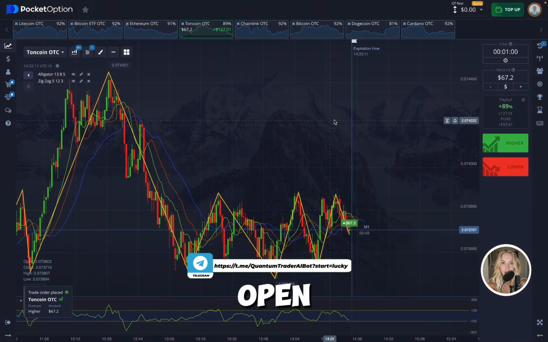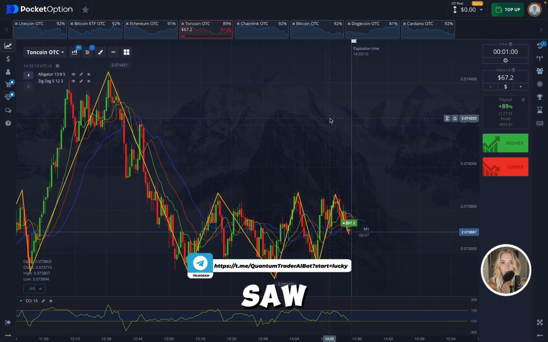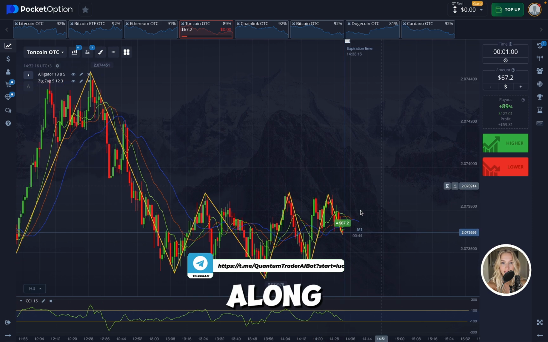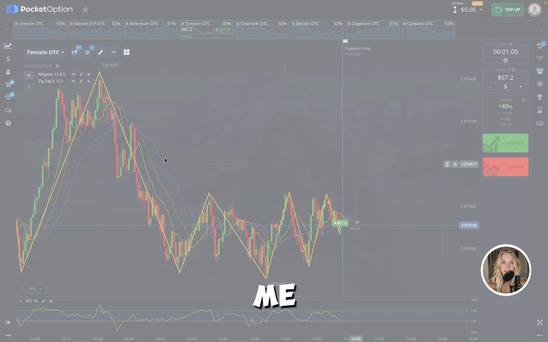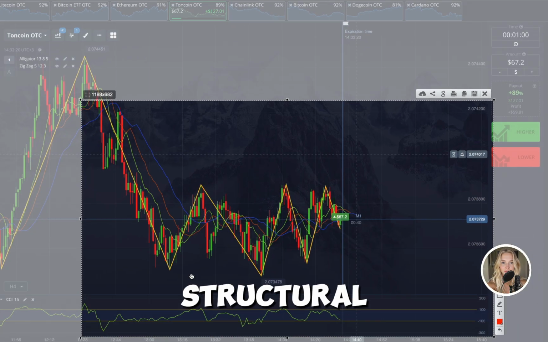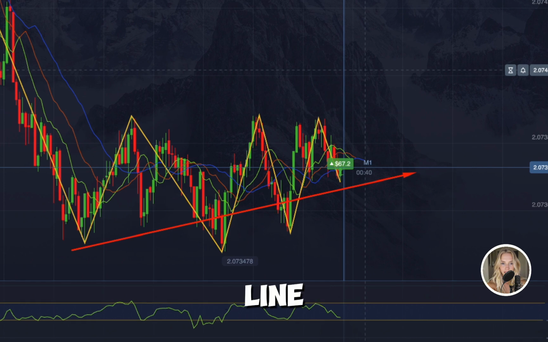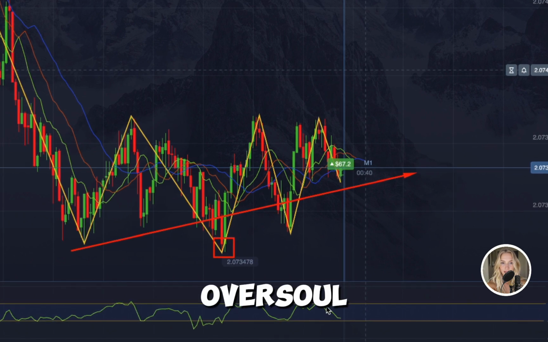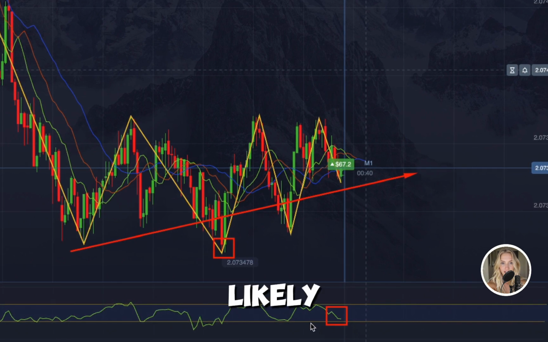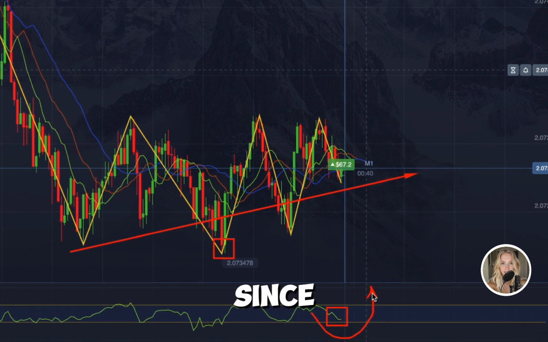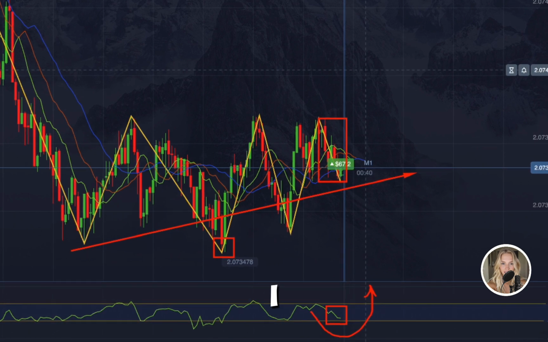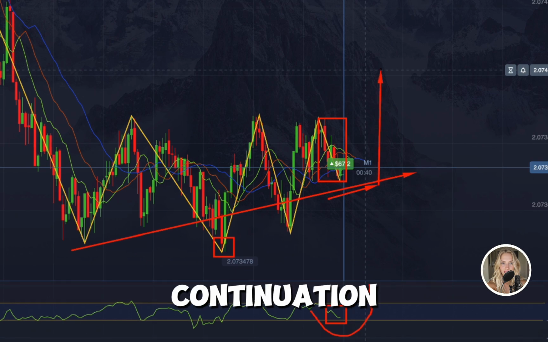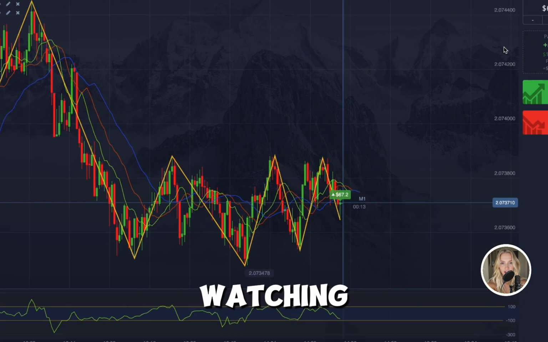And here I prefer to open a position to increase. I saw the formation of a new local minimum along the fractal, and in general, the dynamics of the trend is rushing upward for me after the formation of this structural minimum, and also the moving line of the oscillator has almost touched the oversold area, and most likely there will be a reversal here, and since the trend for me is mostly now prevailing, more with rising volumes, after this pullback, I focus my attention on the further continuation of the upward movement. We are watching the result.